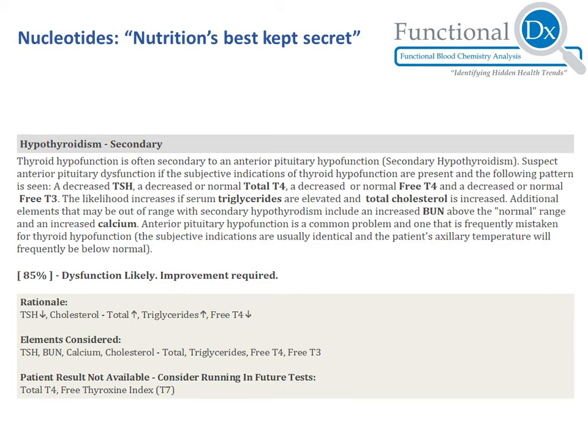And, of course, if we're looking at thyroid, what do we look up for thyroid? We get a full report here of exactly what's going on, what the rationale was for that, what elements were considered, and what results weren't available, and what percentage we think, algorithmically, that this condition actually has of validity to be considered.